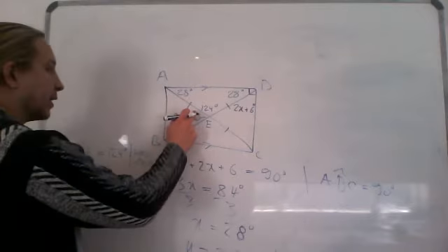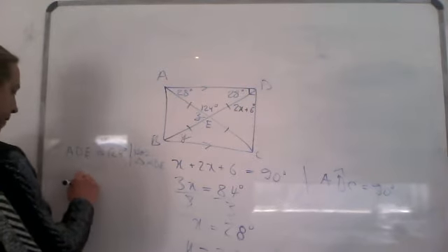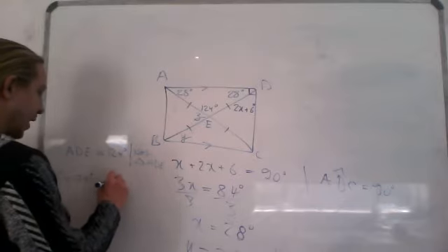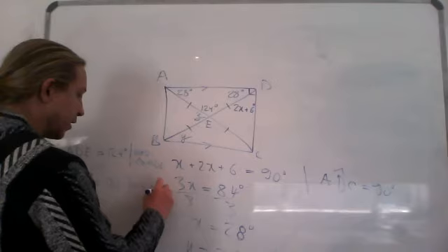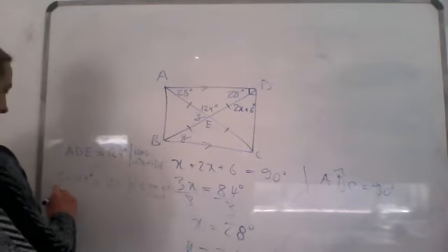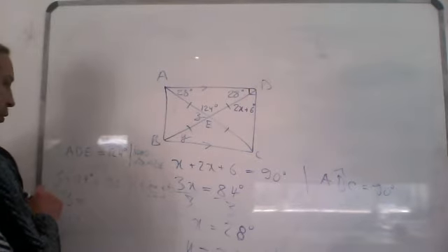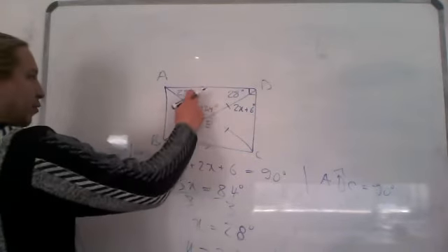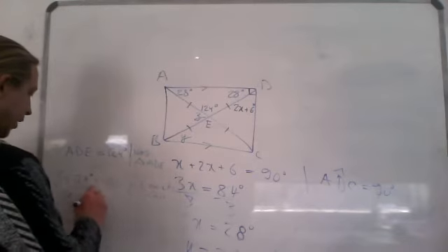Now we need to get Z. So Z plus 124 degrees equals 180. What is the reason? It's angles on a straight line. Then Z would equal 180 minus 124, which gives us 56 degrees.